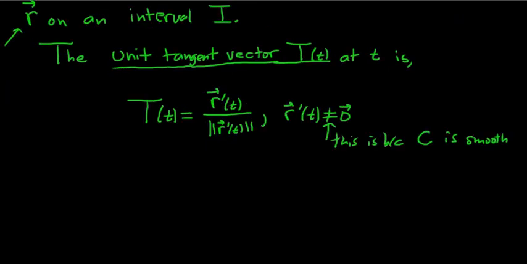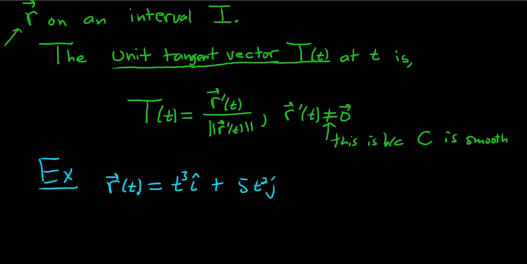So let's go ahead and do a simple example of finding the unit tangent vector. Let's try this one. We have a vector valued function, r of t, equal to t cubed i hat plus 5t squared j hat. The value of the parameter here is t equals 2. We want to find the unit tangent vector when t equals 2. The solution should be pretty easy.